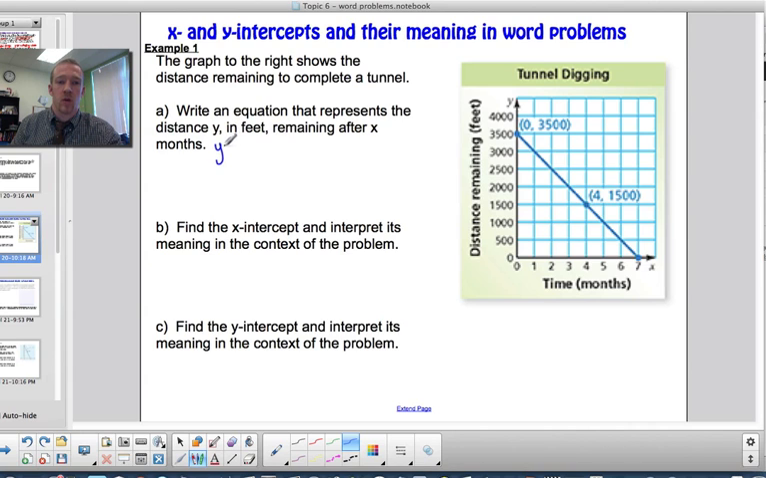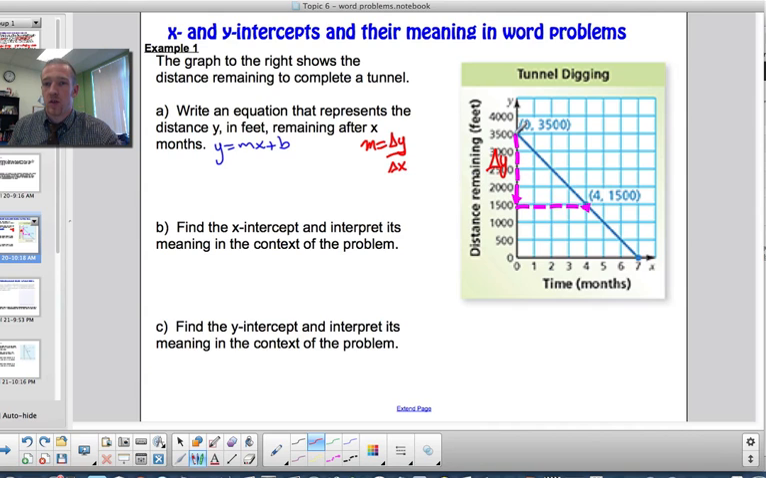So we want y equals mx plus b. Y is the feet remaining, our y. X is the time that's gone on, so x is time. So we need the slope. Since they give us these 2 points, let's use these 2 points. Do rise over run. Here, we can actually do this in our head. The rise, or the change in y, right? Our slope is change in y over change in x.